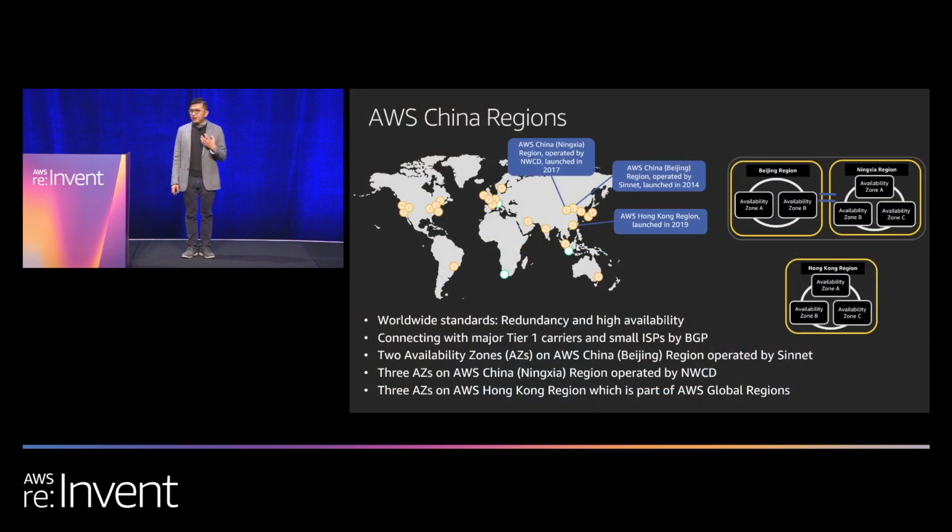In Greater China regions, we have three AWS regions. They are namely the Beijing region, Ningxia region, and Hong Kong region. So the discussion today, we're going to focus more on the Beijing and Ningxia regions because they're unique. I'll explain why they are unique.